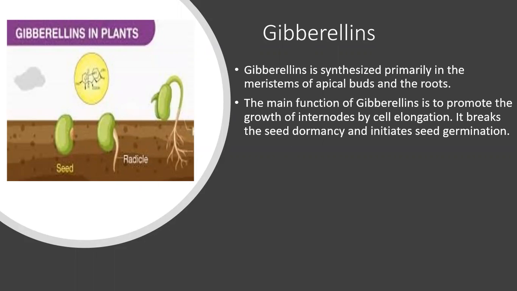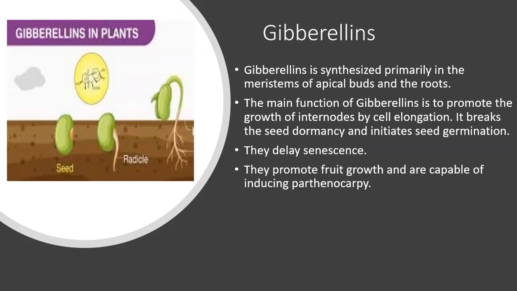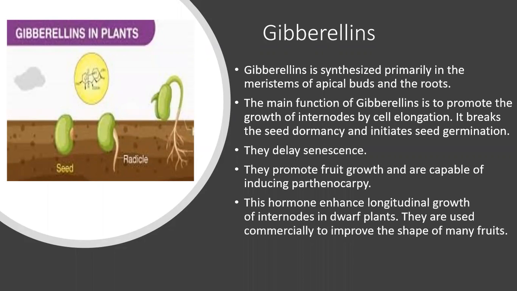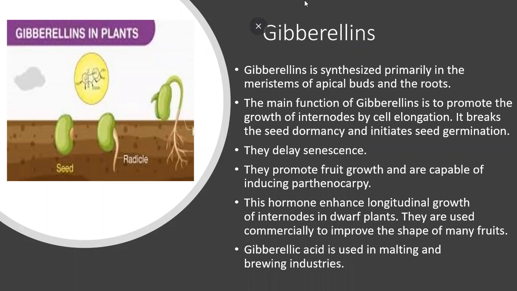Here the word initiates is very important. It delays leaf senescence, sharing this function with auxin. They promote fruit growth and are capable of inducing parthenocarpy. This hormone enhances the longitudinal growth of internodes in dwarf plants as well. They are used commercially to improve the shape of many fruits, like the length of grapes, the shape of apples, and all that. Gibberellic acid is used in malting and brewing industries.